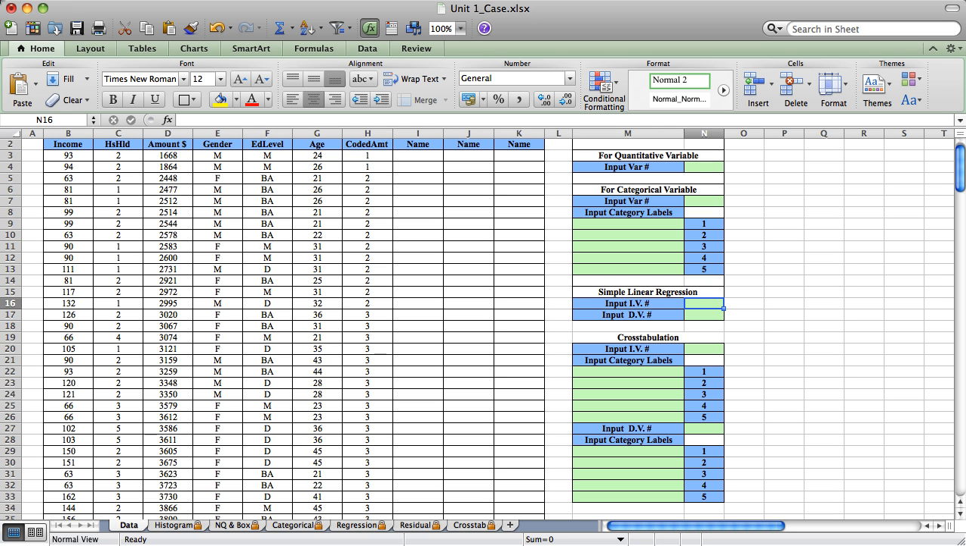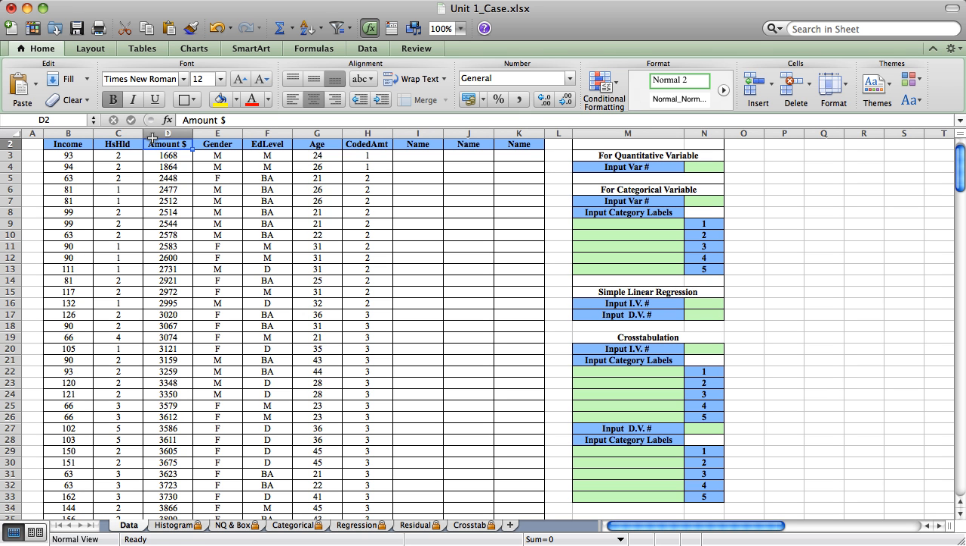Let's run a simple linear regression. If our research question were to be, what is the effect of income, which is quantitative, on the dependent variable amount charged, which is also quantitative? So here we're relating two quantitative variables. One is an independent variable and one is a dependent variable. In simpler terms, we're trying to determine whether or not changes in a cardholder's income affect how they spend on the credit card.